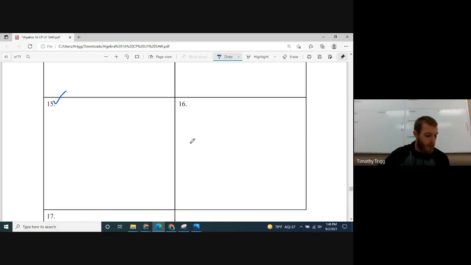It says an employee was hired at a wage of $8 per hour. After a raise, the employee earns $8.75 per hour. What was the percent increase? So the original amount was $8. The new amount is $8.75, so 8.75.